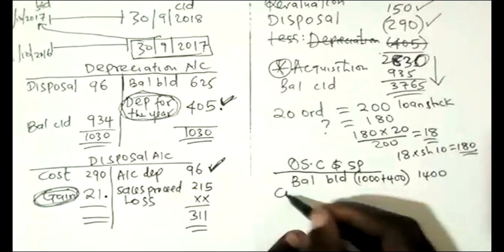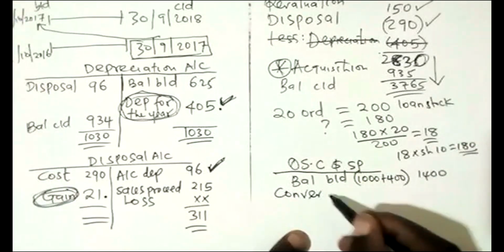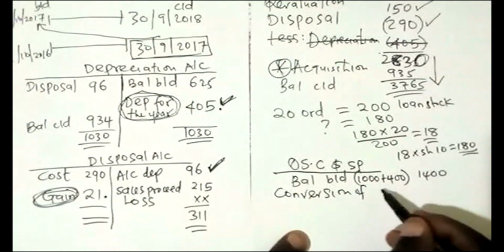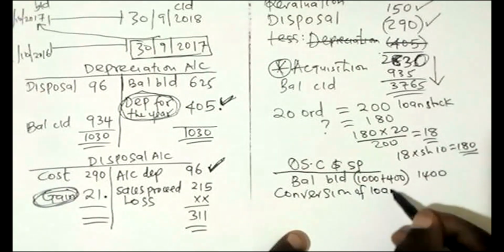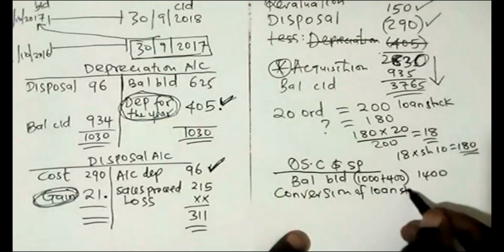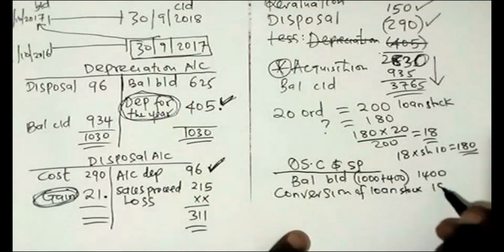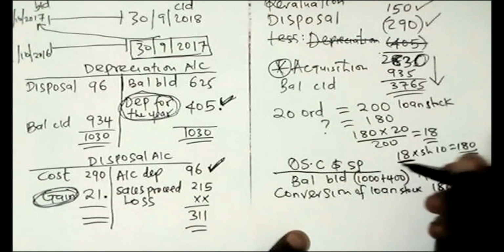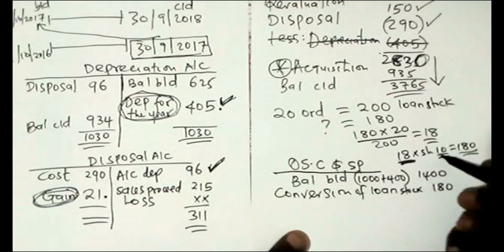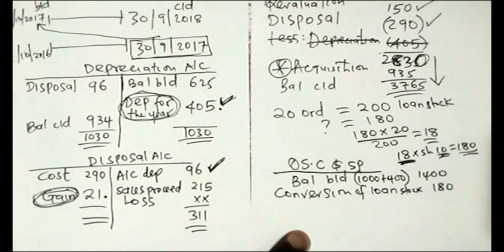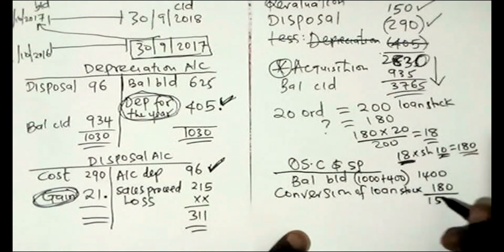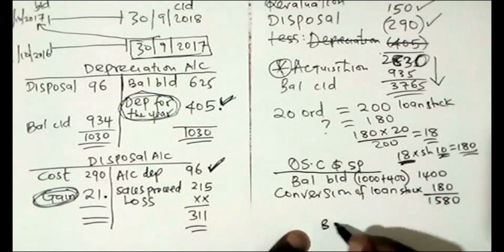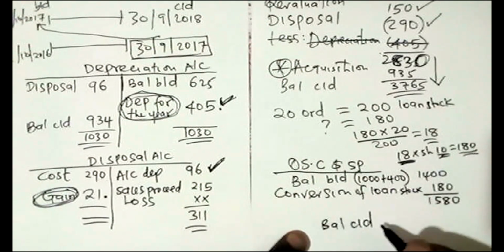Then the conversion of bond now to shares. Remember that conversion of that loan stock. It was a loan stock which was converted to 180. The shares which are worth 180. The shares were 18, but to get the value, we have to multiply with 10. So that one will increase this one to 1580. Then I will compare this account with the balance carried down.